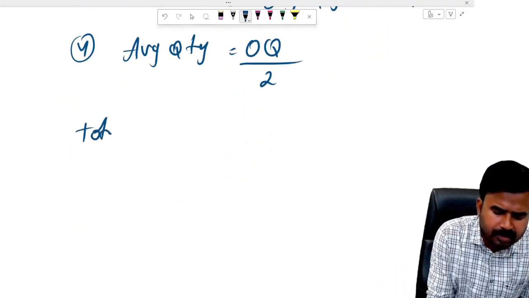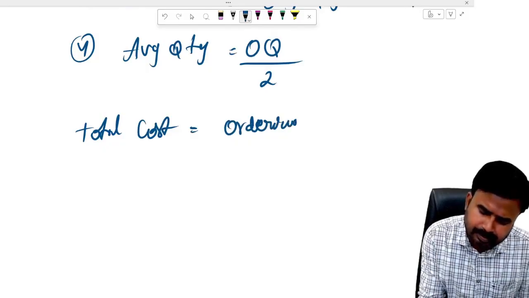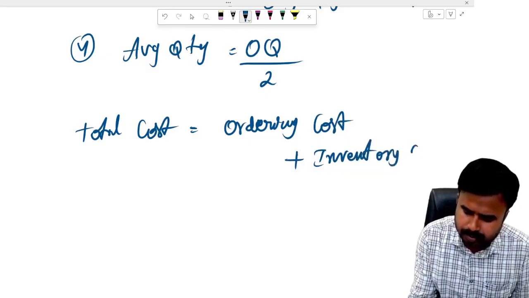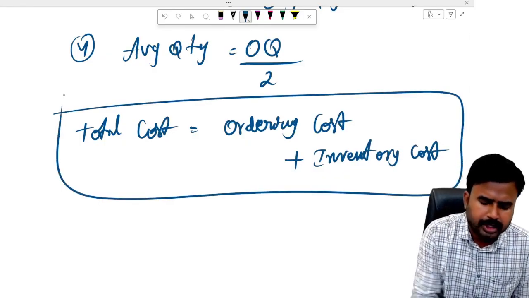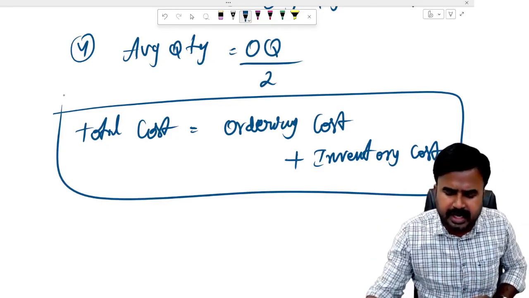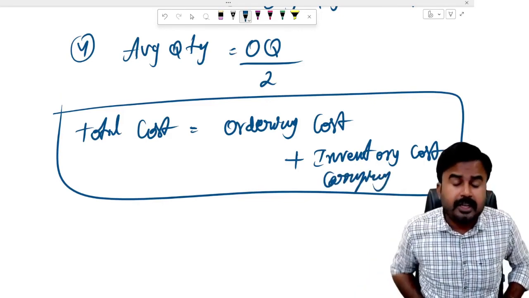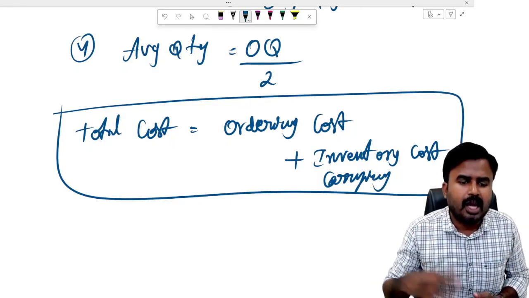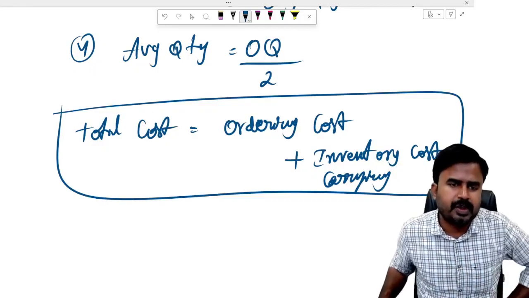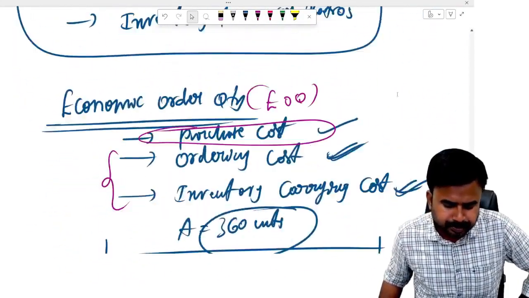Therefore, total cost is equal to ordering cost plus inventory carrying cost. Your total cost is generally not loaded with purchase cost. It is generally loaded with ordering cost and inventory carrying cost. In case discount rates are applicable for larger quantity of buying, then your total cost should be loaded with one more cost called purchase cost. Purchase cost plus ordering cost plus inventory carrying cost is the final cost. This is regarding the concept of EOQ.